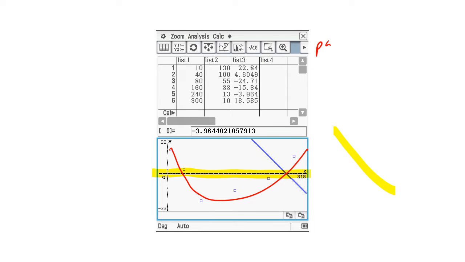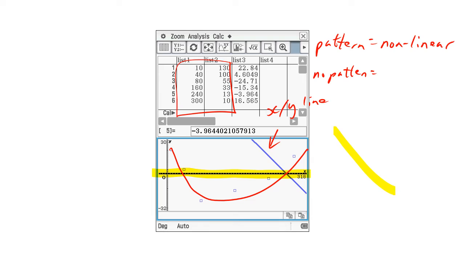So remember, pattern equals non-linear, so it's not a line. Don't worry about this here. That's the old line, the equation of the line, the x y line we had before from these two. They just leave it in there for some reason on the calculator. So we want to have no pattern, which equals linear, or a good transform.